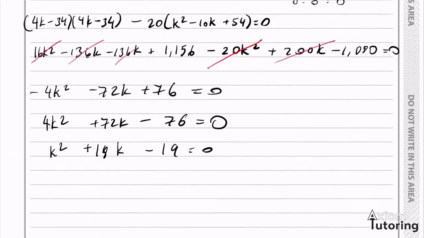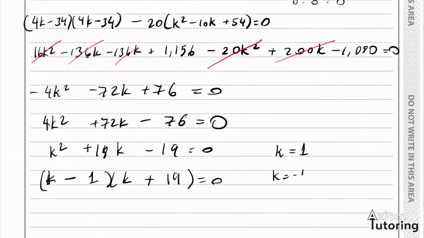So let's factorize this. We have our two brackets. We have k there equals 0. Now we need two numbers that multiply to give minus 19, but add up to give plus 18. And that's quite easy. We know it's 19 and 1. And then because it's positive 18, it's positive 19 and negative 1. And so k can take on two values, which is k equals 1 and k equals minus 19.